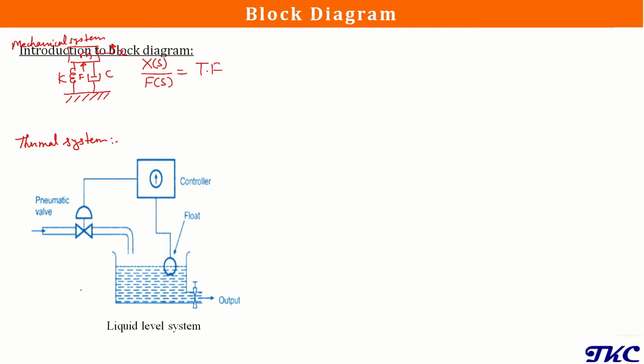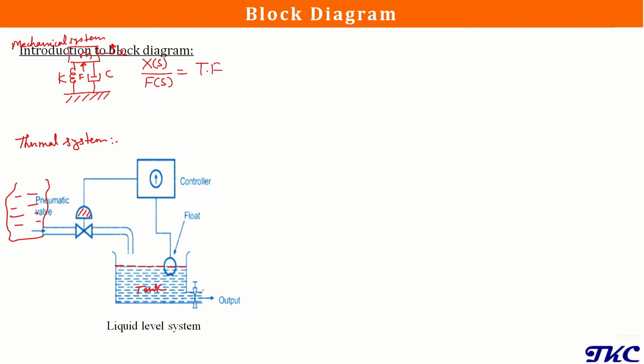Here we have a liquid level system, and in this system, this is a tank in which we have to maintain the liquid level. The level of liquid will be sensed by this float, and this float is connected to this controller, and this controller is operating this pneumatic valve that we have here, and we will have maybe some overhead tank which has fluid in it that we need to maintain in this tank.